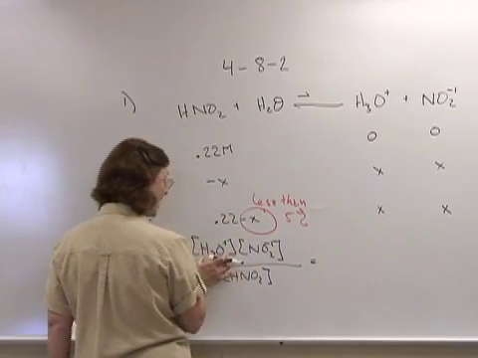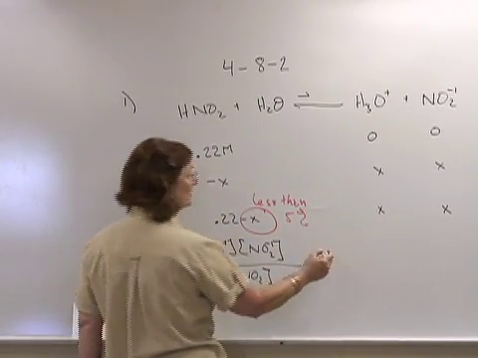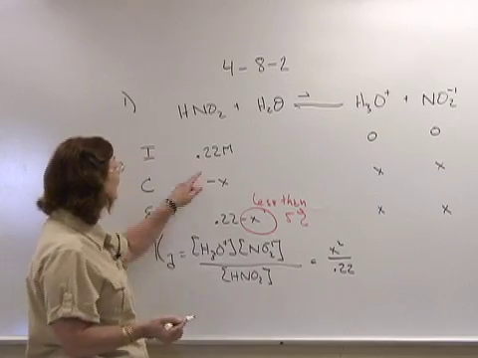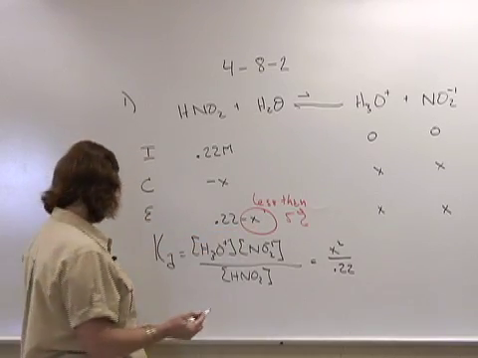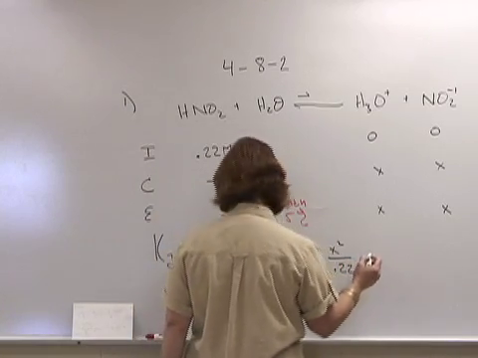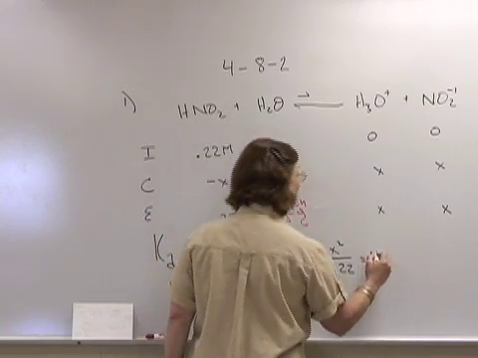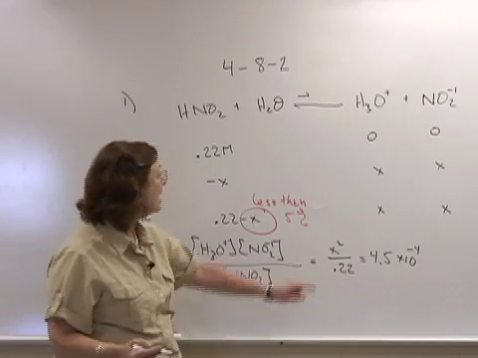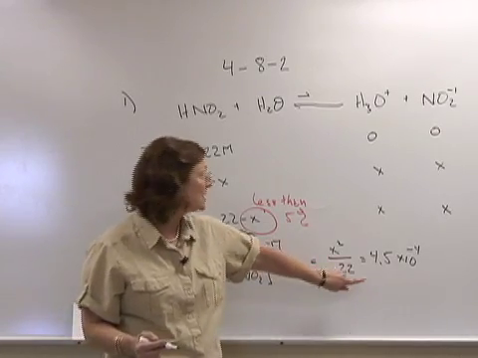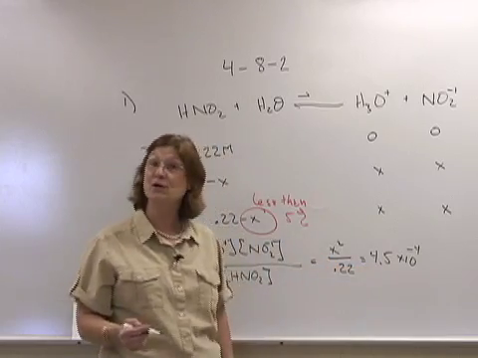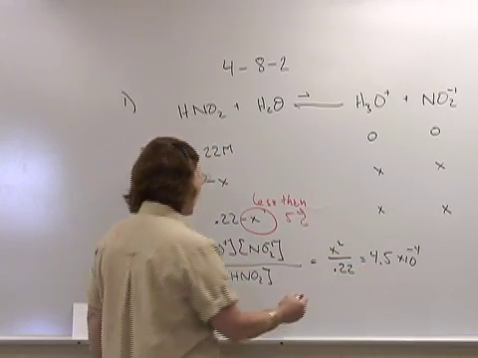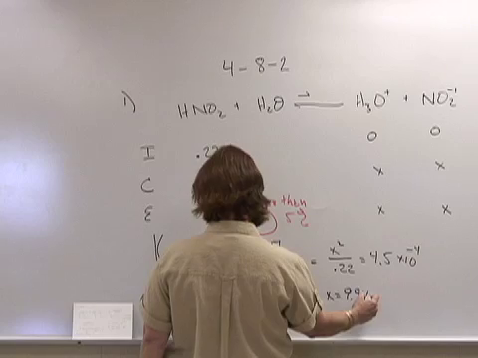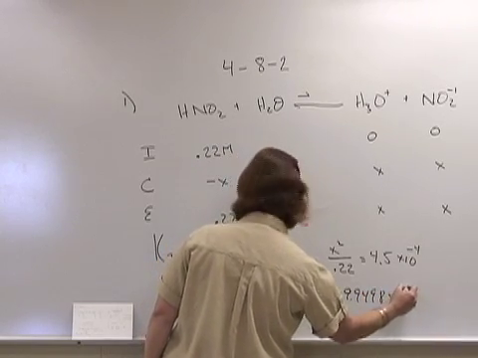Well, I have X of the hydronium and X of the nitrite. Well, that gives me X squared, divided by my 0.22. And you'll recall that we did eliminate the X here. And I know that this is equal to my Ka, and I'm given that value. And that value is 4.5 times 10 to the negative 4. Then I solve for my X. I multiply my 0.22 times my constant, and then I take the square root to undo the square. And I come out with X being equal to 9.9498 times 10 to the minus 3.